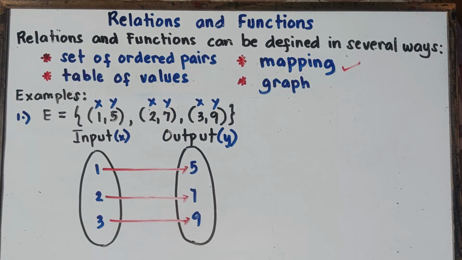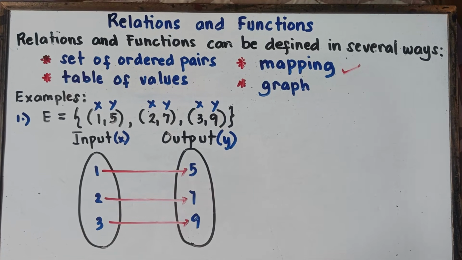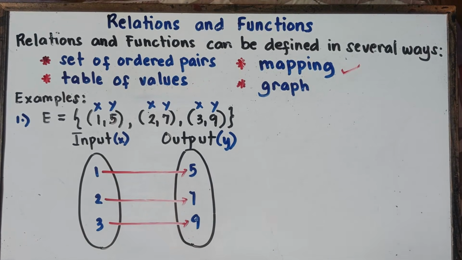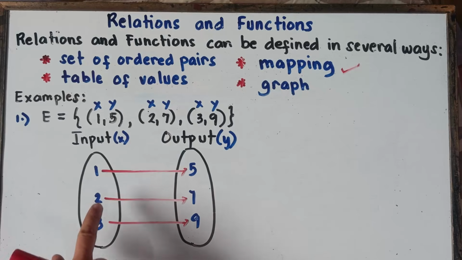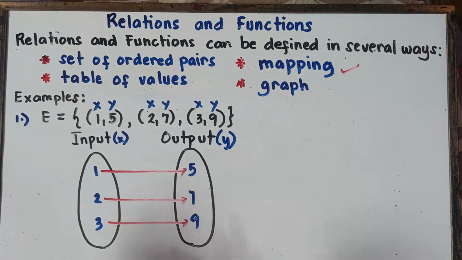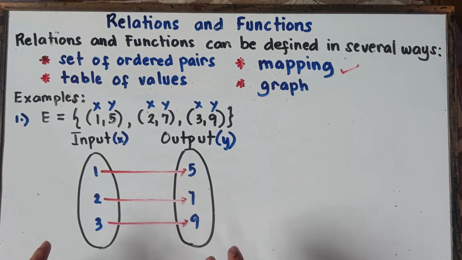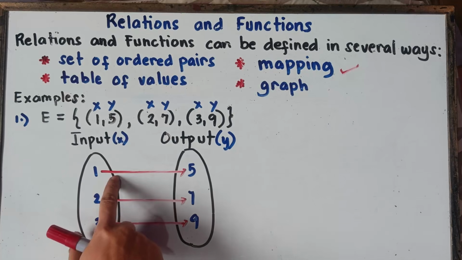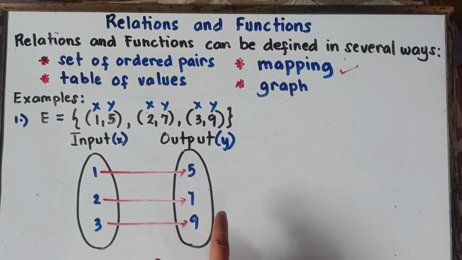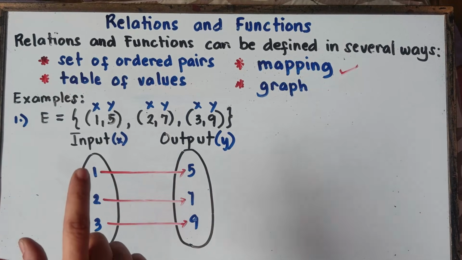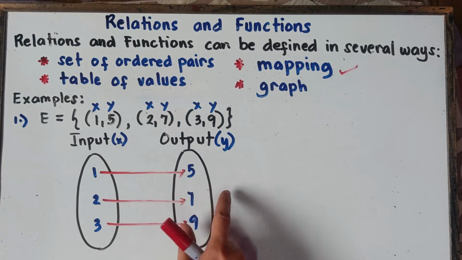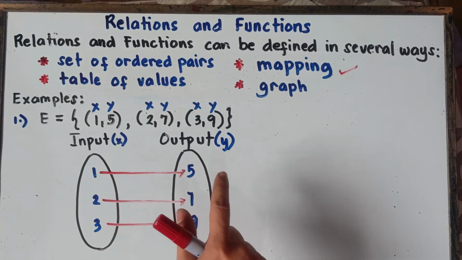Now, question: is this a function or not a function? That's correct. This is a function because one input corresponds to exactly one output. The easy way, if you have a diagram like this: if one input has exactly one arrow pointing to an output, therefore this will be a function.